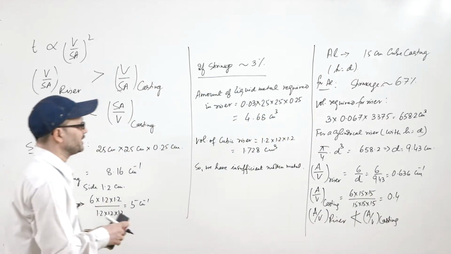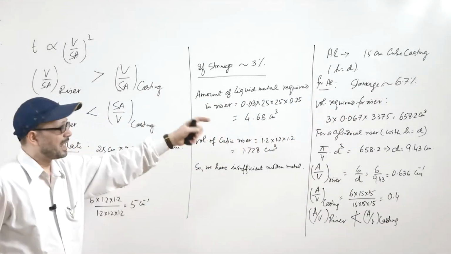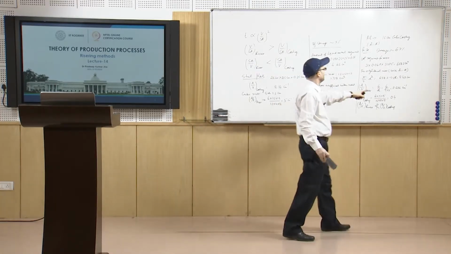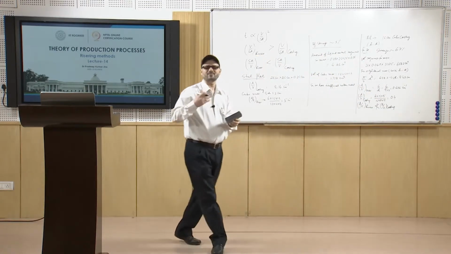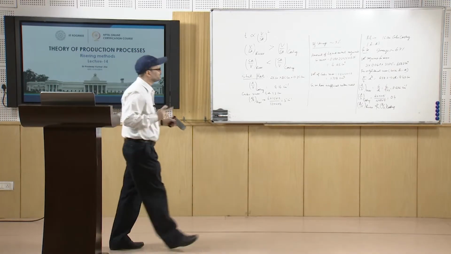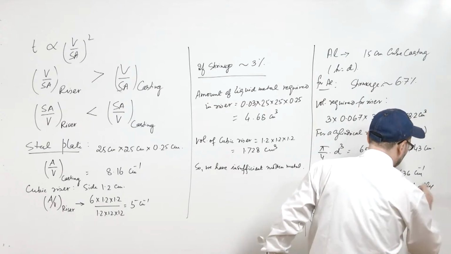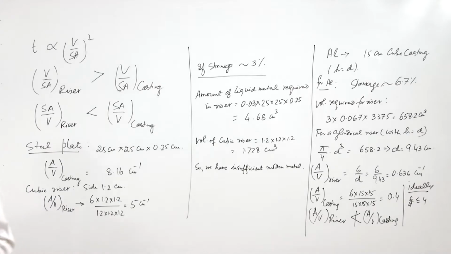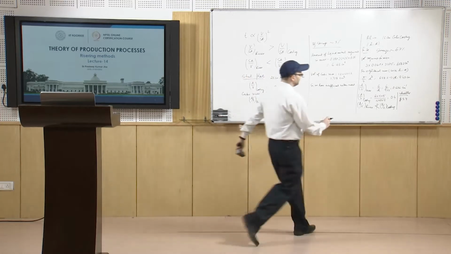Once you give this A by V of riser as 0.4, from there you have to get the diameter of the riser. You can get the riser diameter by putting this value into A by V, so that you can further find the dimension of the riser. So, 6 by D has to be less than or equal to 0.4. That is what the condition tells.